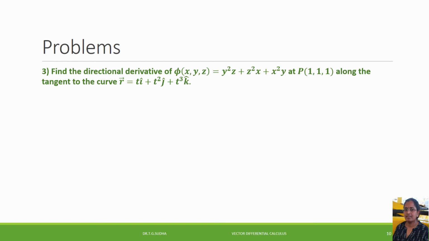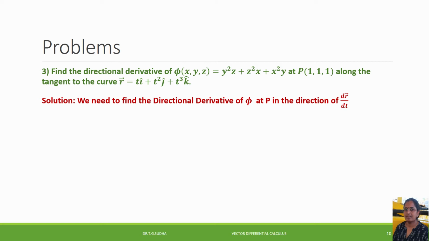The third problem is to find the directional derivative of phi equal to y square z plus z square x plus x square y at P 1 comma 1 comma 1 along the tangent to the curve. So we need to find the directional derivative of phi at P in the direction of dr by dt. It is given to be along the tangent to the curve r. So along the tangent means it is dr by dt.